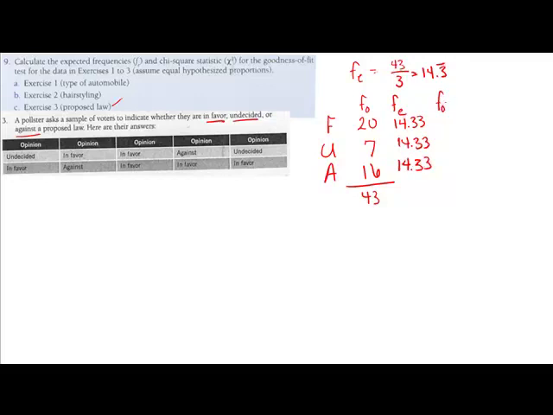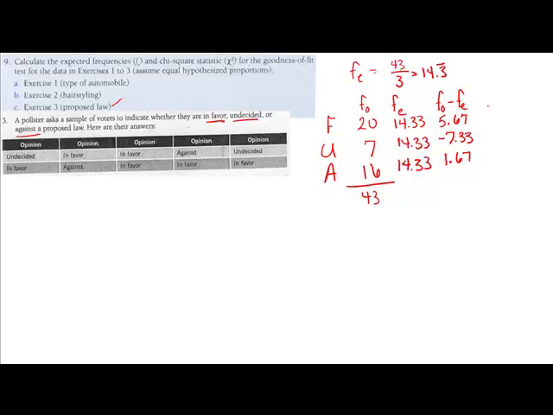The next step is to take our frequency observed and subtract the frequency expected. So 20 minus 14.33 is 5.67. 7 minus 14.333 is a negative 7.33. And 16 minus 14.33 is 1.67.